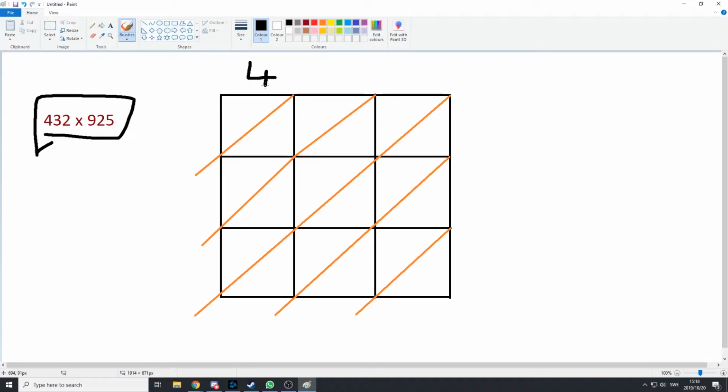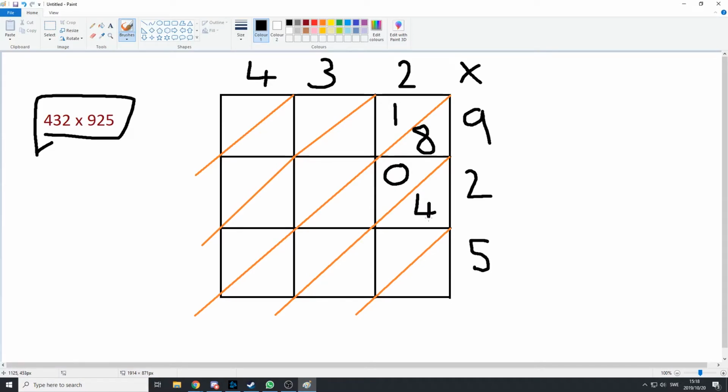So all we need to do is fill in our information on the side of our grid. We have 432 times 925. Then we are going to multiply, but only using one number at a time and working with our basic times tables. So for example, here, if I say 9 times 2, that's going to be 18, which I can fill in over here. 2 times 2 is 4, which I'm going to write as a 0 here and a 4 over here. 2 times 5 is 10.